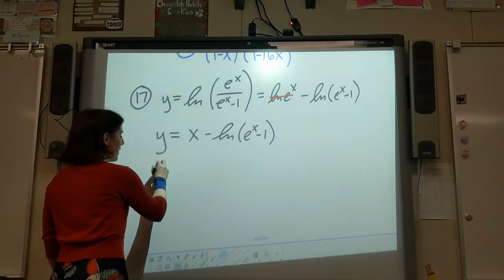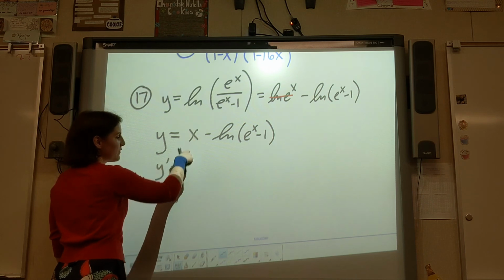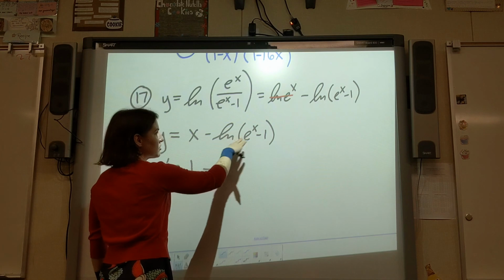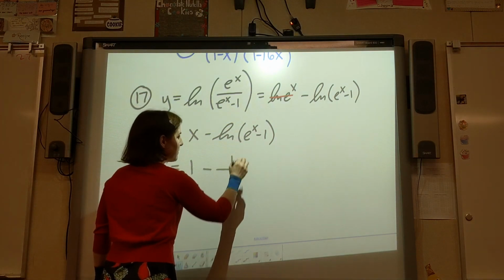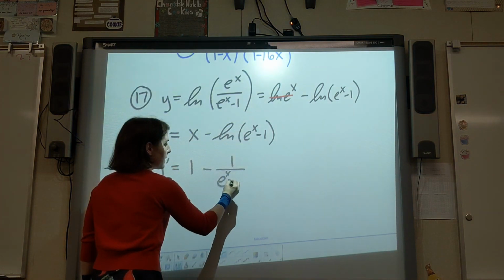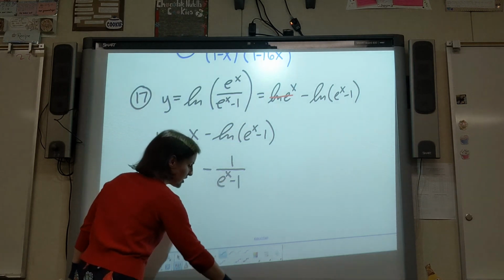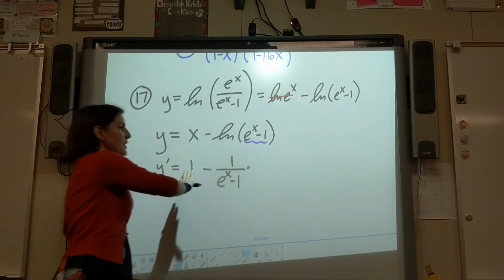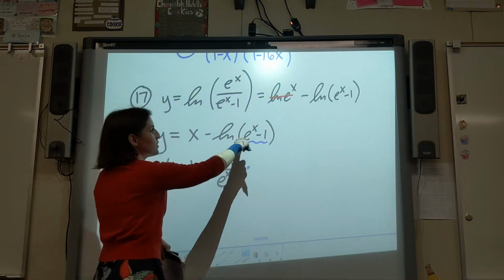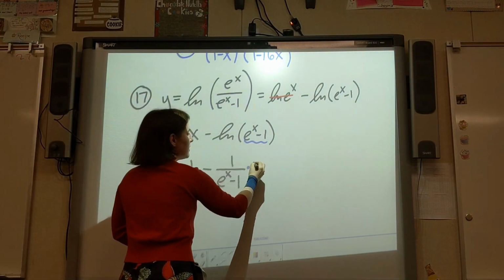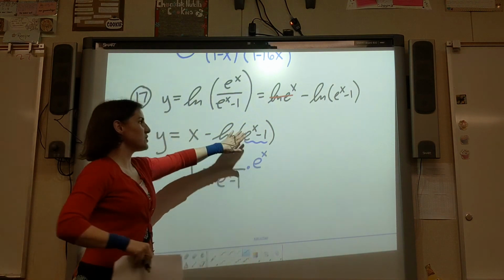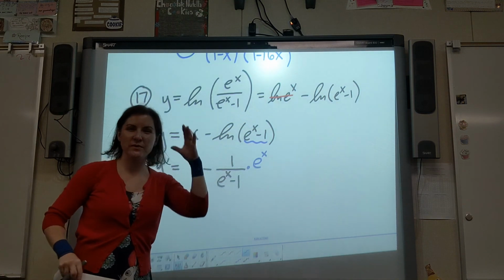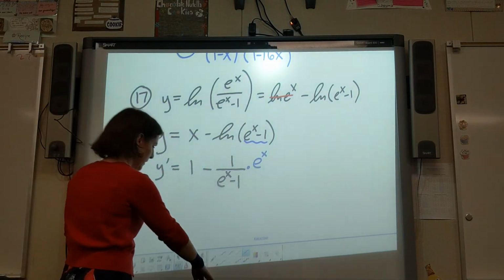Okay, let's find y prime, derivative. The derivative of x is 1, because that's the slope of it, minus. The derivative of natural log of something is 1 divided by whatever's in the natural log. And now I've got to do a little chain rule, take the derivative of what's inside. And we always multiply by the chain. And that multiplication always happens in the numerator. So the derivative of e to the x minus 1 is e to the x. Because the derivative of e to the x is e to the x, the derivative of 1, that's a constant. Its derivative is 0.